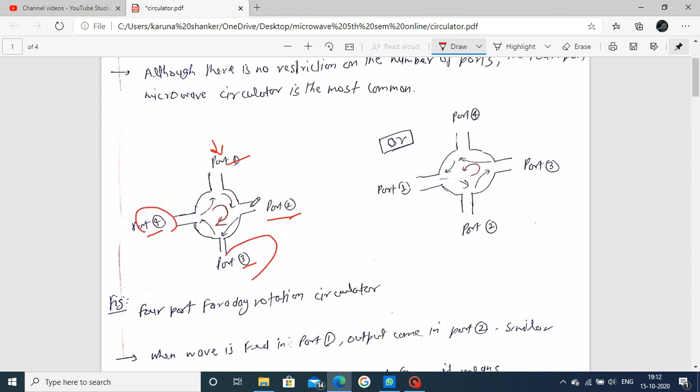In a similar way, when we apply port number 2 as input, the power comes out at port number 3, and no power comes out at port number 4 or port number 1. Similarly, if we apply port number 3 as an input, the output comes at port number 4, and no output at port number 1 and port number 2.